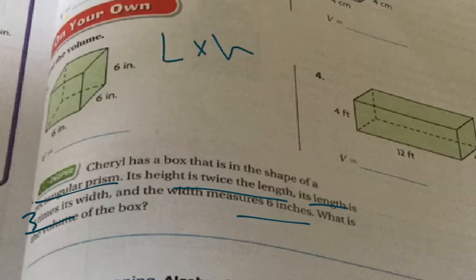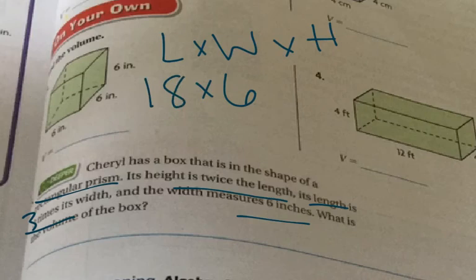So length times width times height. I don't even need to draw a picture. I know that the width is 6. And it says the length is 3 times the width. So that would mean 6 times 3 would be 18. And it says the height is twice the length. So 18 times 2 would be 36. So that's a huge number that I'm multiplying. What is the volume of the box?